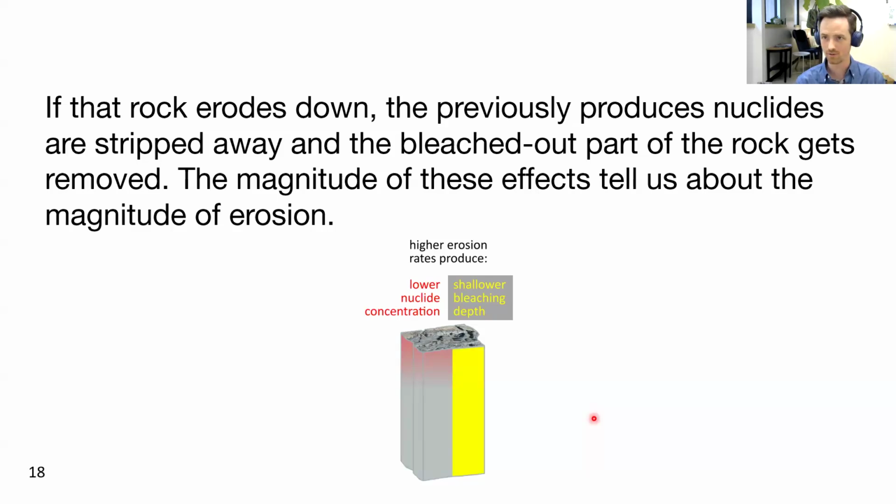And the magnitude of this effect, how much of the nuclides we've removed, how close to the surface the bleaching profile is, the magnitude of these effects tell us something quantitative about the erosion rates. So that's the theoretical basis for our talk today.